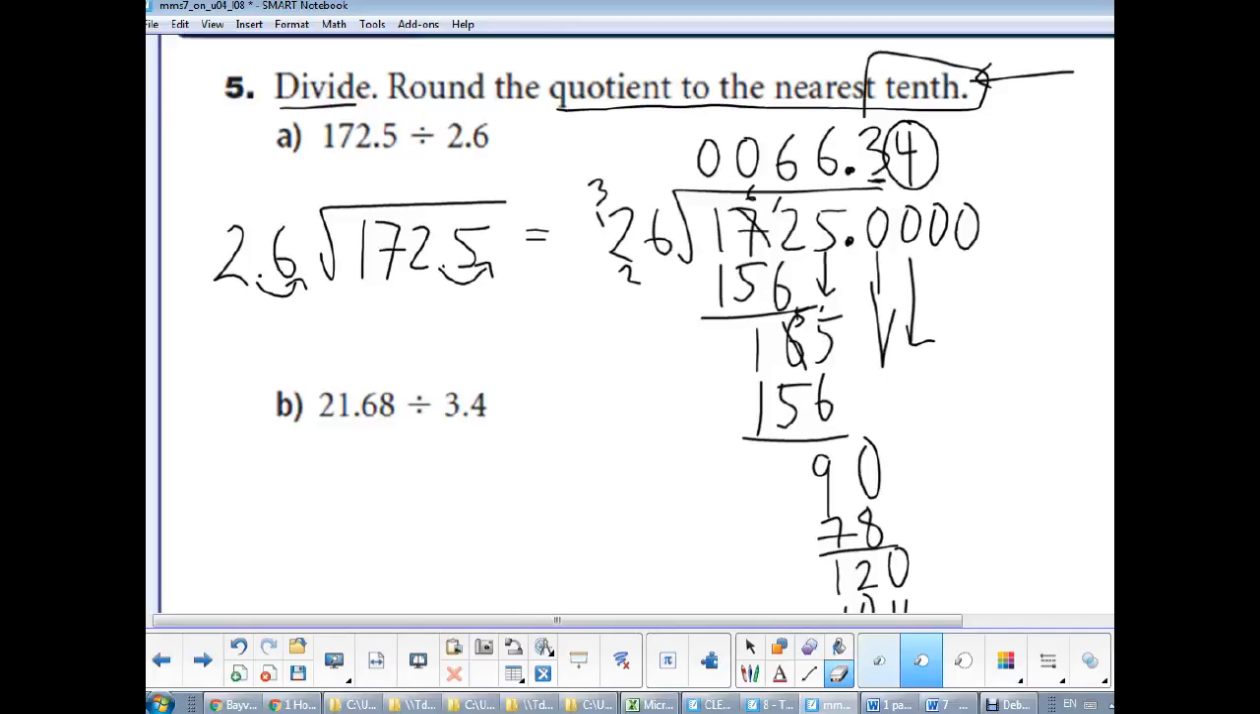We say, is that over 5? Is it 5 or over? Or is it under 5? Because this is under 5, the 3 stays as a 3. So our answer would be 66.3. If this number here, the 4, was a 5 or higher, it would be 66.4.